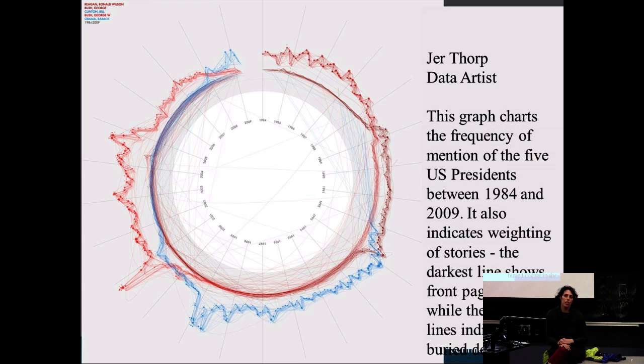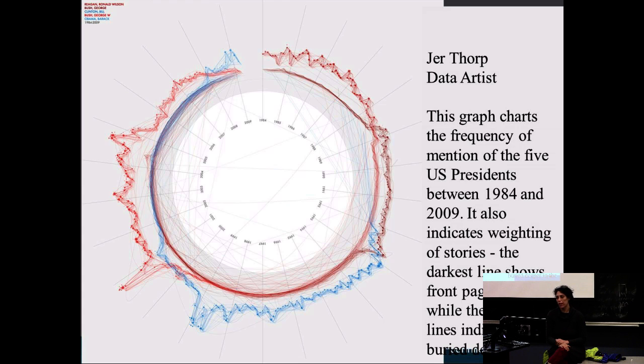So this is the frequency of the mention of 5 US presidents between 1984 and 2009 in news articles. And it also indicates the weighting of the stories. Was it on a front page or further back? So there's a huge amount of data being shown here.